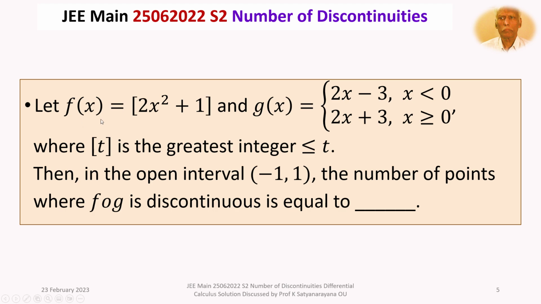We are given two functions. f of x is equal to the greatest integer function of 2x square plus 1, and g of x is equal to 2x minus 3 when x is negative, 2x plus 3 when x is greater than or equal to 0.